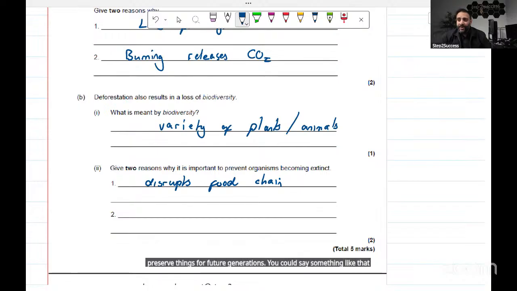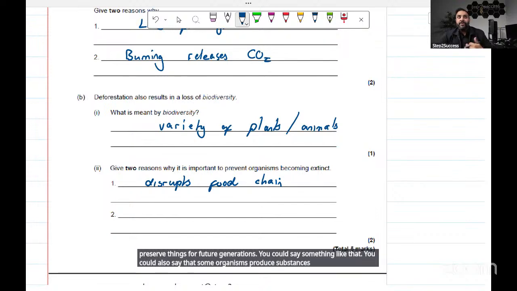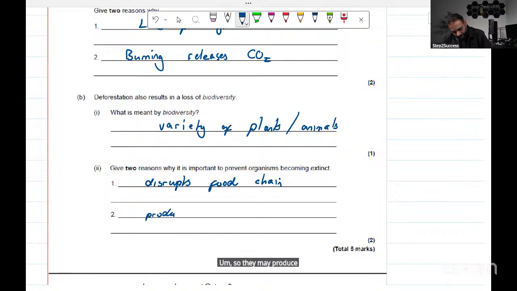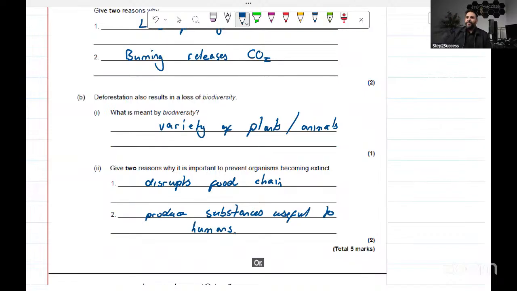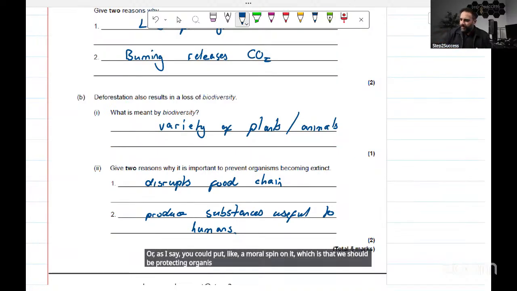You could also say that some organisms produce substances that might be useful to humans, like a lot of plants will produce certain useful chemicals and so on. So they may produce substances useful to humans. Or as I say, you could put a moral spin on it, which is that we should be protecting organisms for the future generations and stuff like that, rather than just killing them all.